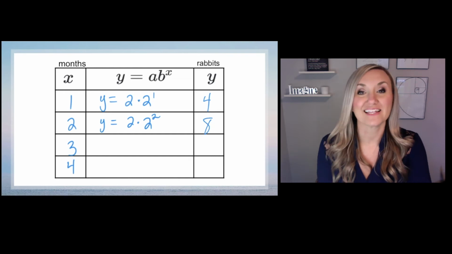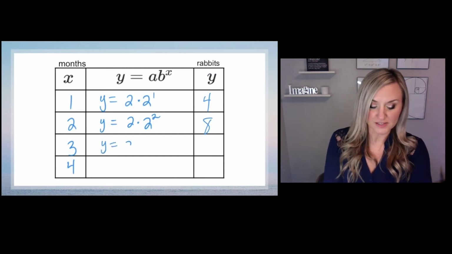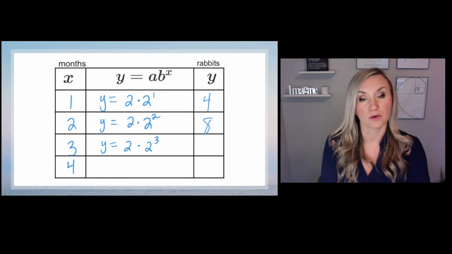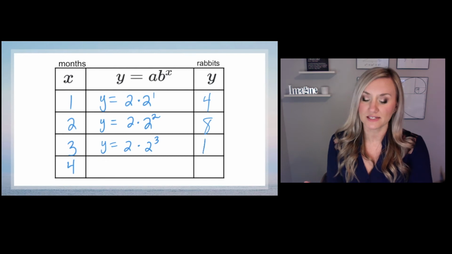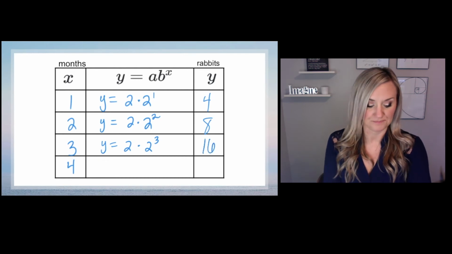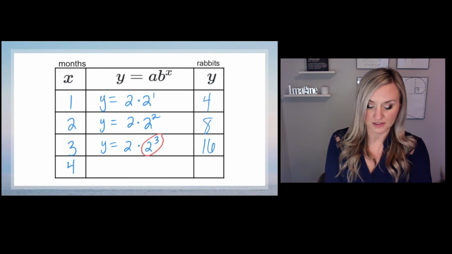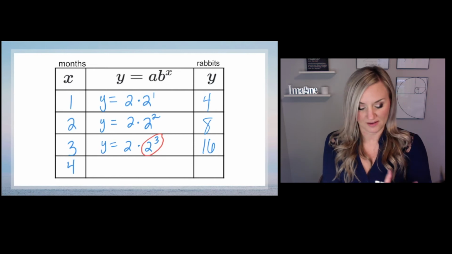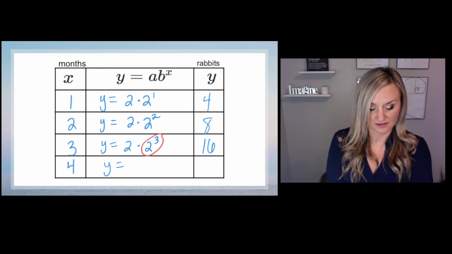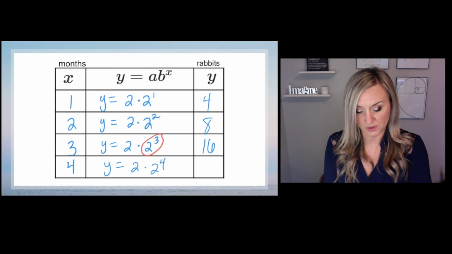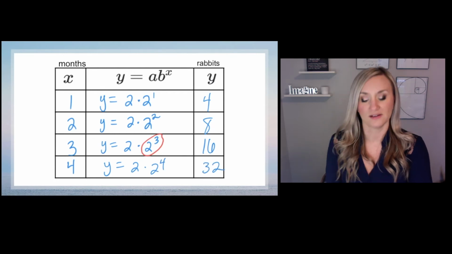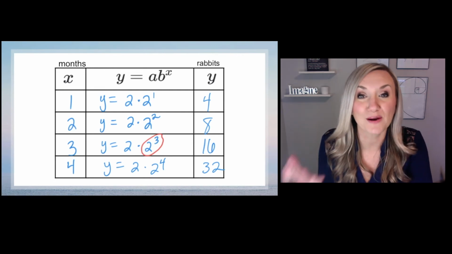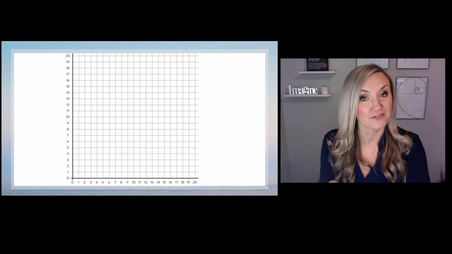Whew. Let's go ahead and plug in 3 for x now. So we have y equals 2 times 2 to the third power. Now 2 to the third power is 8, and 8 times 2 is 16. Just remember our order of operations and exponents come before multiplication. All right, so now the last one, we have y equals 2 times 2 to the fourth power, and you guessed it, 32. Now there's another way that we could represent this problem, and that's with a graph.